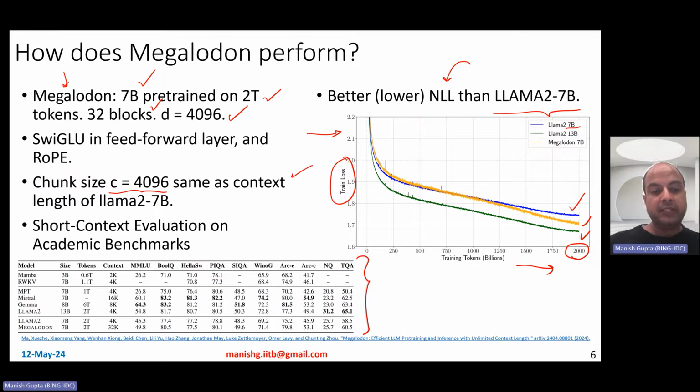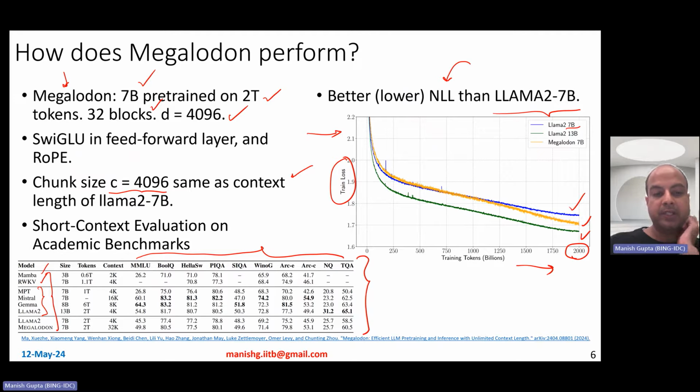So what they observe is, they compare on several datasets, okay? They compare with other models, so other models, state space models like Mamba and RWKV, and also other transformer-based 7 billion, 8 billion, and 13 billion parameter models.